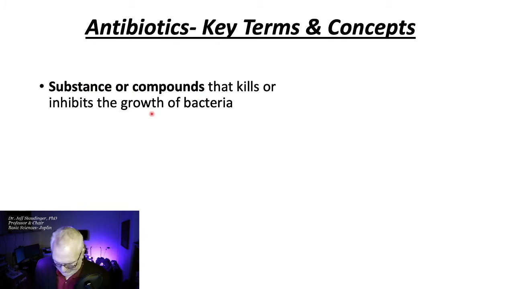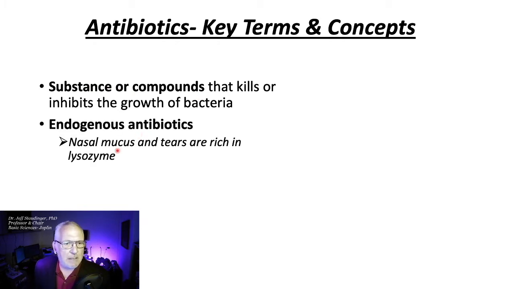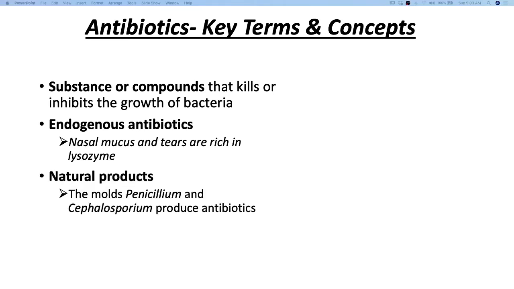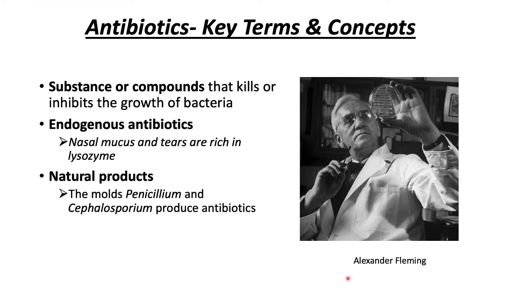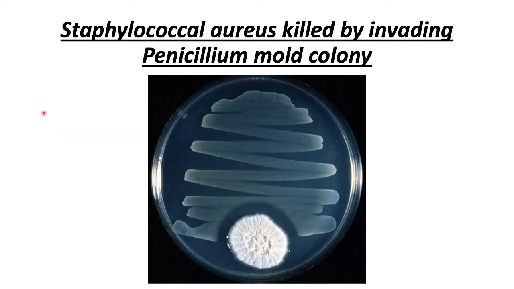Some key terms and concepts include the definition of antibiotics: substances or compounds that kill or inhibit the growth of bacteria. Endogenous antibiotics occur in our nasal mucosa and tears. There are natural products, the molds such as Penicillium and Cephalosporium, that produce antibiotics, the primary example being Alexander Fleming's discovery of penicillin, with Staphylococcus aureus being killed by invading Penicillium mold colony. You can see the zone of clearance.